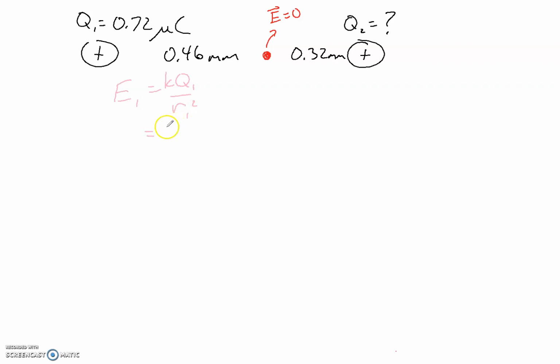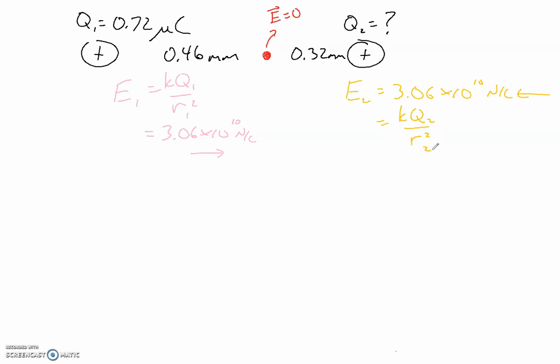And that gives me 3.06 times 10 to the 10 newtons per coulomb, and it would be going towards the right. So that tells me that the electric field for number 2 has to be 3.06 times 10 to the 10 newtons per coulomb going to the left in order to cancel this one out. So this would be equal to kQ2 over radius 2 squared.